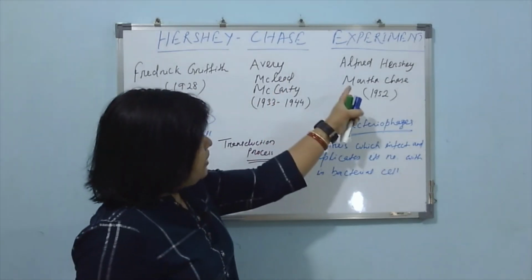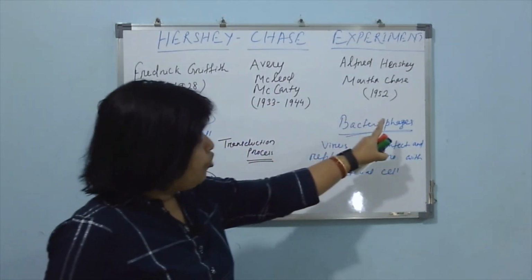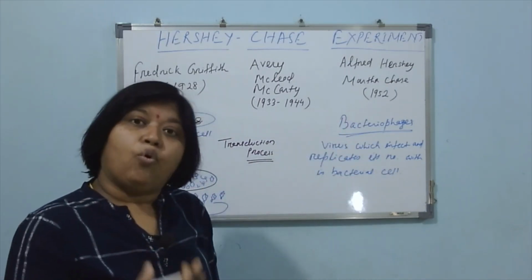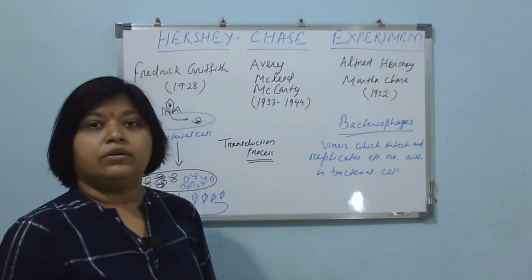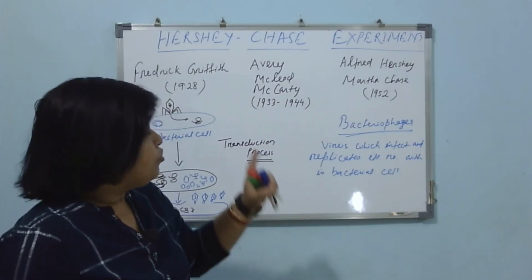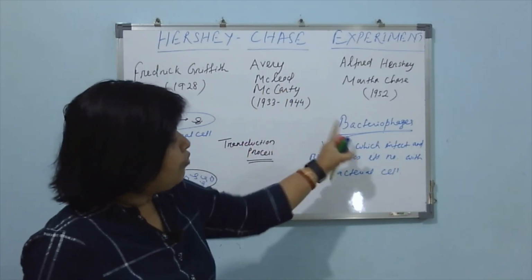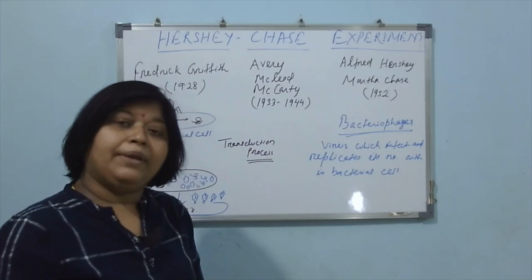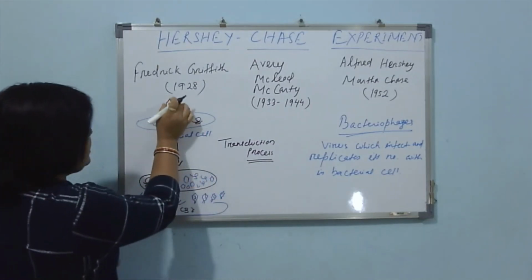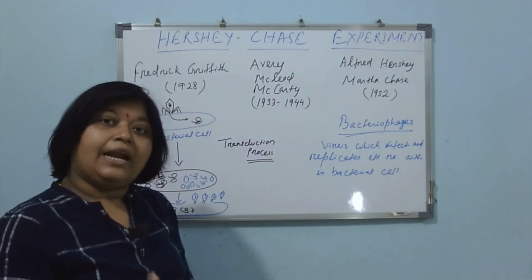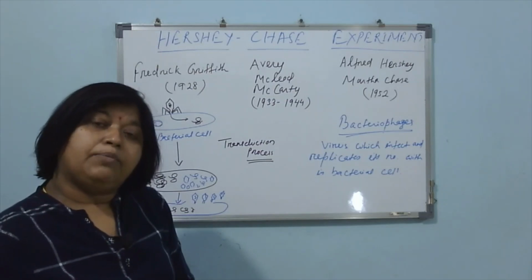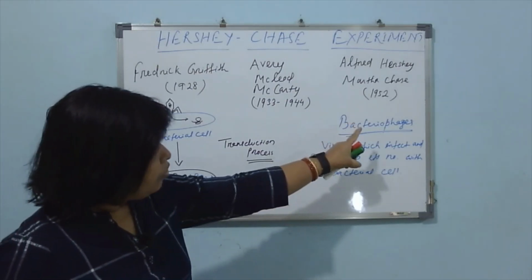Then why did Alfred Hershey and Martha Chase choose these bacteriophages for their experiment? Because bacteriophages don't have their own mechanism to replicate their number. They need one host cell, which is a bacterial cell. For that reason they chose these bacteriophages, and they also have their own DNA and protein coat. This outer coat is made up of protein. Both are present and they needed both for their experiment, and it also needs a host cell for replication. So for that reason they took these bacteriophages for their experiment.